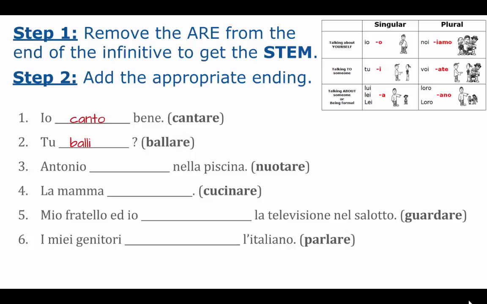For number three, I'm talking about Antonio. And I want to say Antonio nella piscina. The verb is nuotare. So I want to say Antonio is swimming in the pool. To conjugate the verb nuotare to match with Antonio, that is our lui form, since I'm speaking about him. So I take off my are and I'm left with nuot. And my lui ending is a. So it becomes nuota.